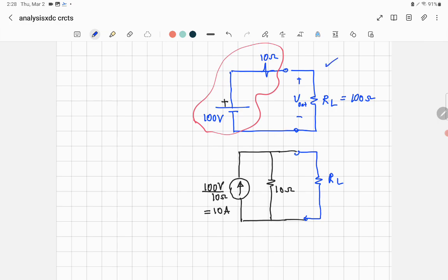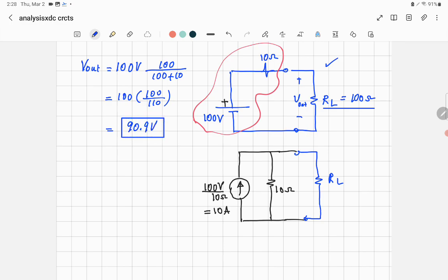Let me use first the circuit before I do any conversion. How can you find the voltage here? I will use the voltage divider rule. How do you use the voltage divider rule? I say the V output is equal to the total voltage, which is 100 volt, and then I want to find the voltage across the resistance RL, 100, so that will be on the top. Divided by what? The sum of the resistance in the circuit, 100 ohm plus 10 ohm. That will be 100 times 100 over 110. It will give you the voltage, which is equal to 90.9 volt. I used the voltage divider rule, not the current divider rule. Why? Because the resistances are connected in series.